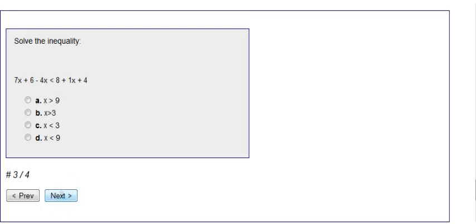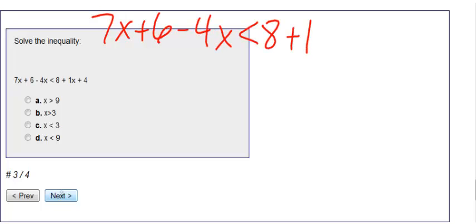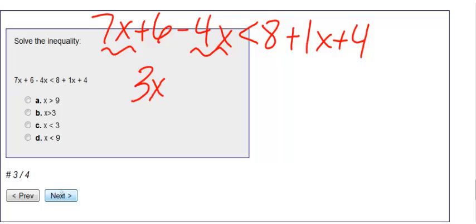Okay, our next problem here, we have 7x plus 6 minus 4x is less than 8 plus 1x plus 4. All right, so before I start moving stuff around, I'm going to combine my like terms on each side. I have a 7x and a negative 4x. 7x and a negative 4x is 3x. I still have plus 6 is less than.